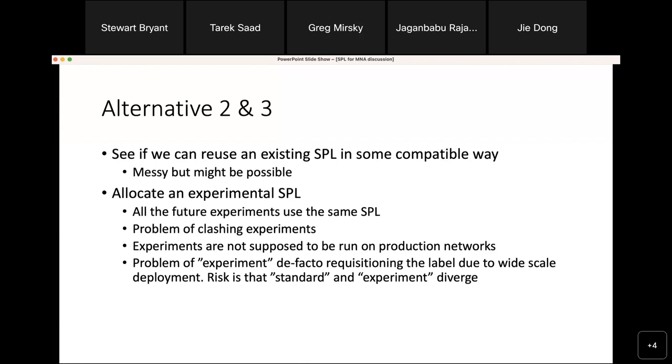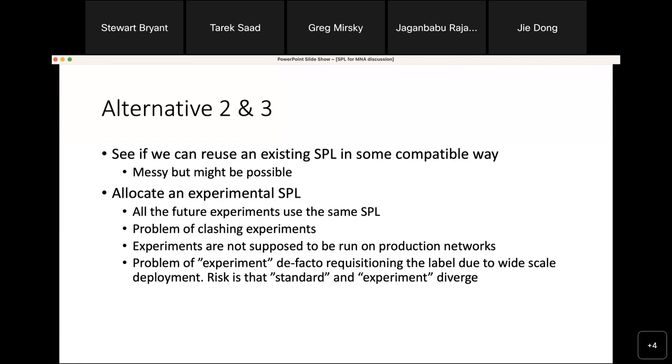Then this would have the consequence that all future experiments would use the same SPL. So there is a problem of clashing experiments. But if you read the RFCs, experiments are not supposed to be run on a production network. So this would give the ability to try it out, to test whether our MNA design would work, possibly on fairly large scale, but it's only supposed to be an experiment and someone else is allowed to run an experiment. Although the characteristic of MPLS, of course, is that so long as they're on a different LSP, then you can run the same experiments in the network.